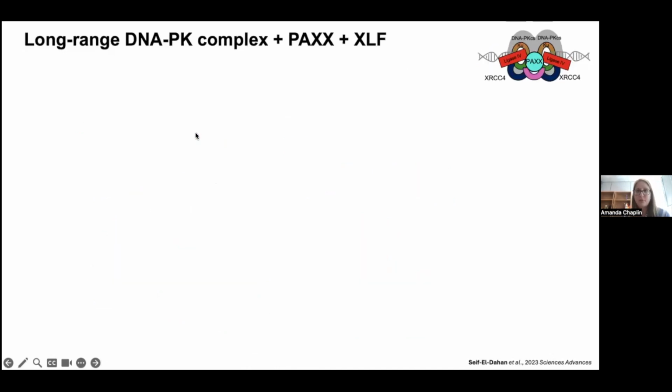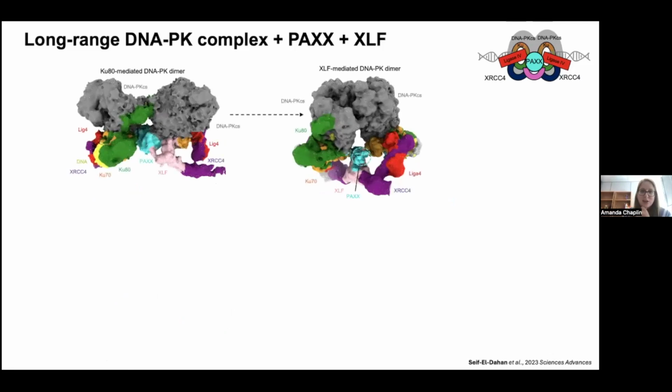So we then decided to add in XLF. Can both of these proteins bind at the same time? You know, they have this functional redundancy, but they're both synthetically lethal. What does it look like? And so we got these structures.